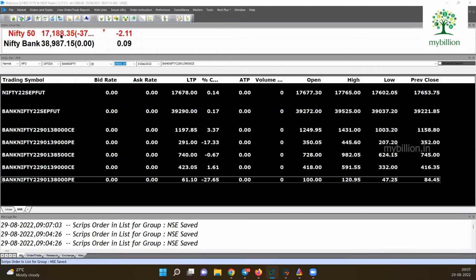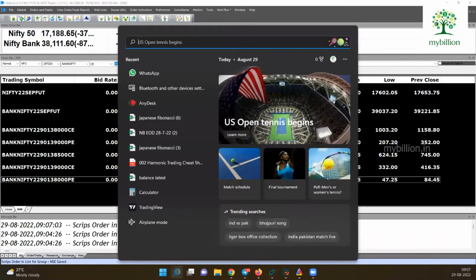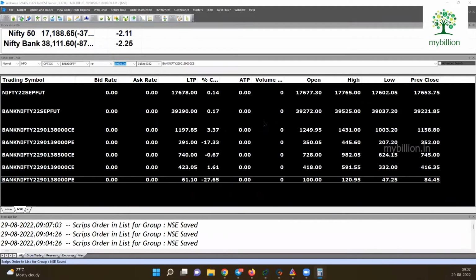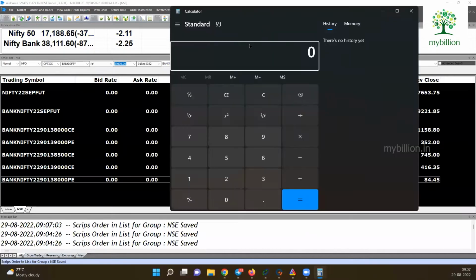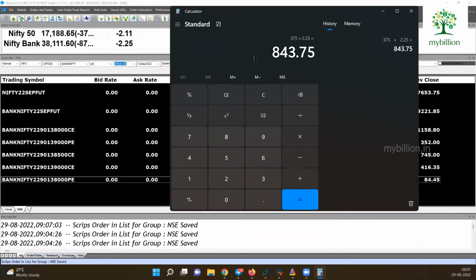If the Nifty gaps down by 370 odd points, BankNifty should be down by 370 into 2.2 or 2.25. That is the correlation coefficient between Nifty and BankNifty. So it is showing 17,188, around 375 points. So ideally, BankNifty should gap down by 375 into 2.2, 2.25. We can give 2.25, which is around 843 points. So 843 points means around 39,290 minus 845. So we can expect 38,445, right? So this is the number.